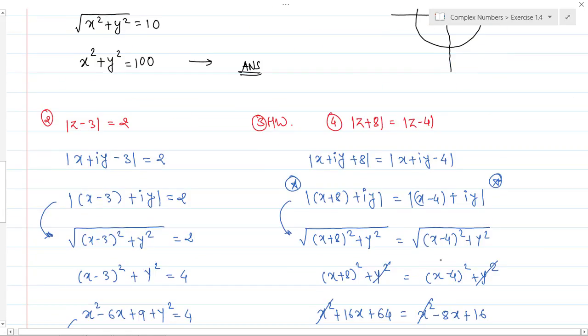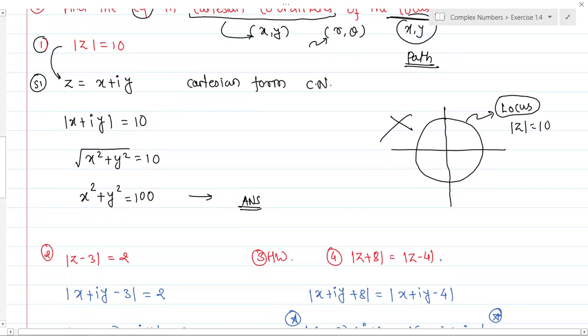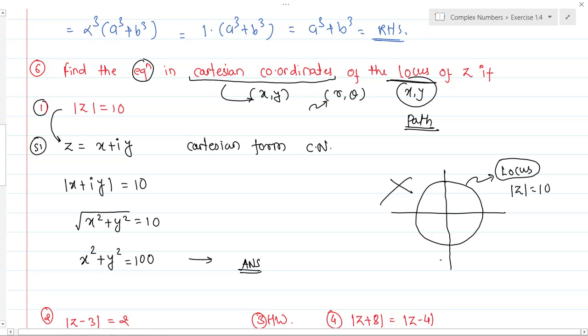Okay, so in this part 6, we have just replaced the z by x plus iy, which is nothing but the Cartesian form of the complex number. Okay, and if we had said it in polar form, what would we have done? We could replace this z equals to what? r cos theta plus I sin theta.